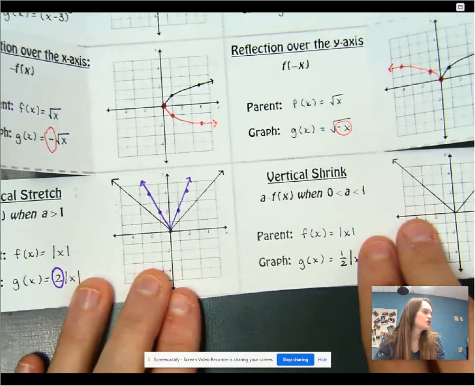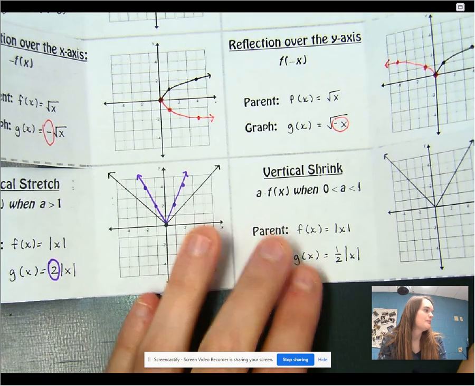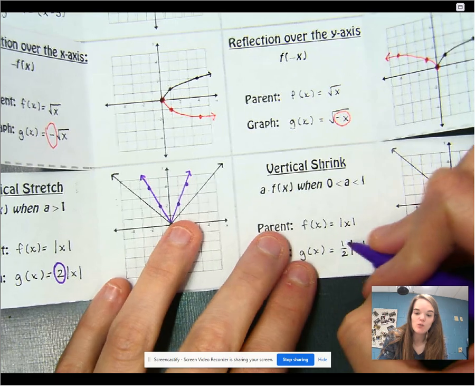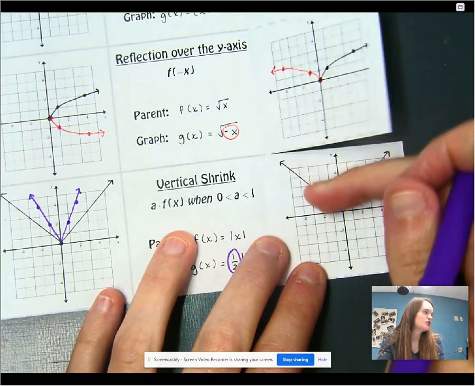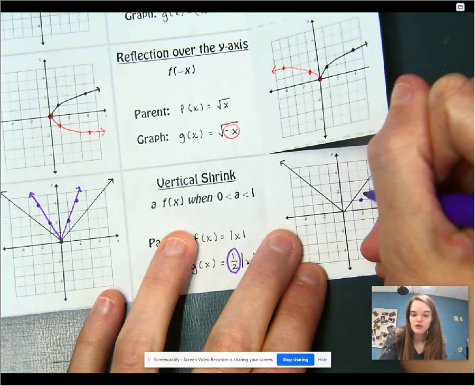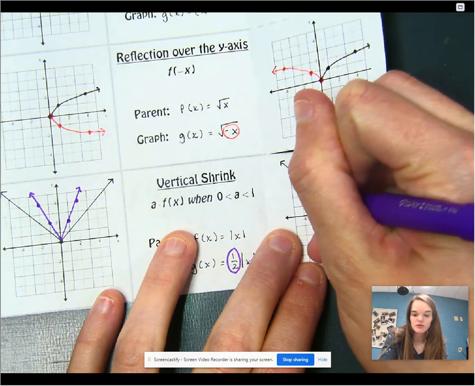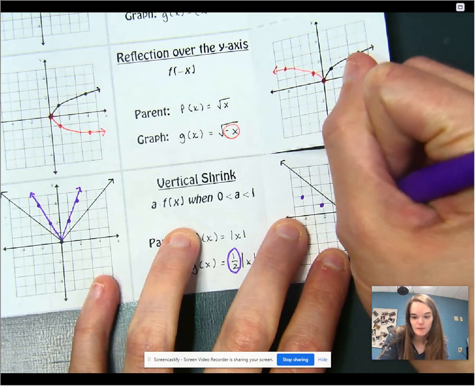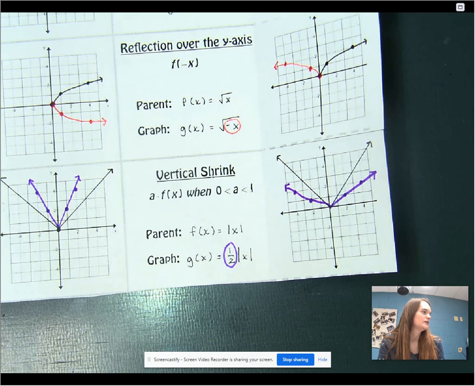A vertical shrink happens when it's between 0 and 1, meaning it is a positive number, but it is a fractional number. So we've got 1/2 here. That's going to be like we took this and we kind of pushed it down and made it smaller. So I'm going to go up 1 over 2, up 1 over 2, up 1 over 2, up 1 over 2. So this one kind of shrunk down because it is a half. Okay, there's what it should look like.